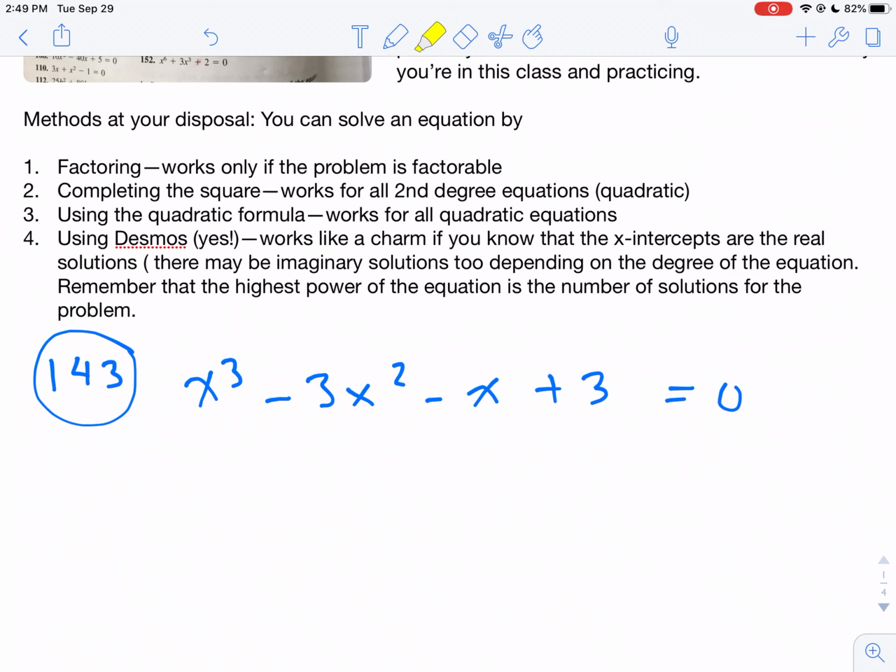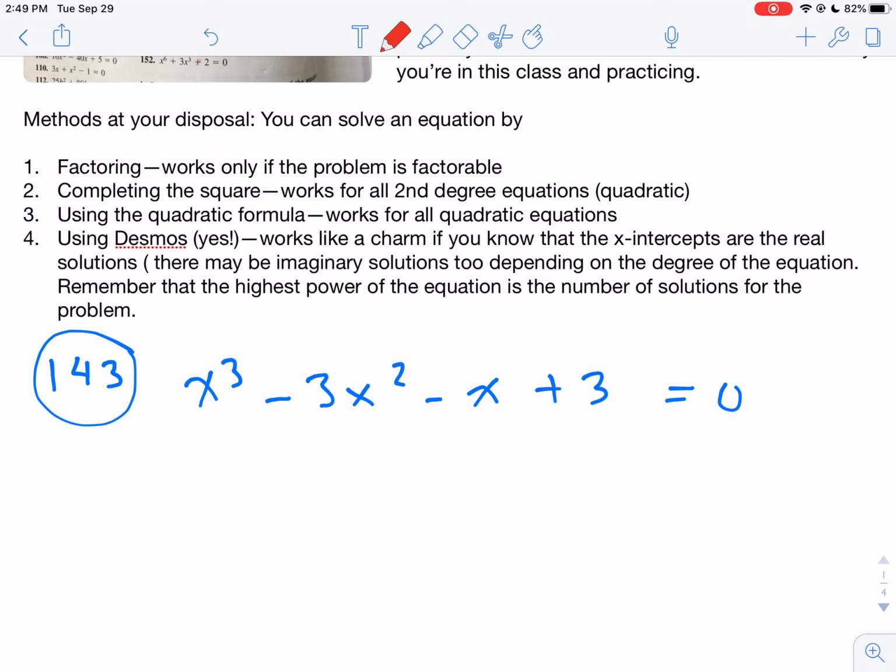The first one is number 143. x to the third minus 3x squared minus x plus 3 equal to 0. I noticed that I have 4 terms. So if you remember in Algebra 1 and Algebra 2, if you have 4 terms, you could always try factorization. Okay, so I'm going to try that.